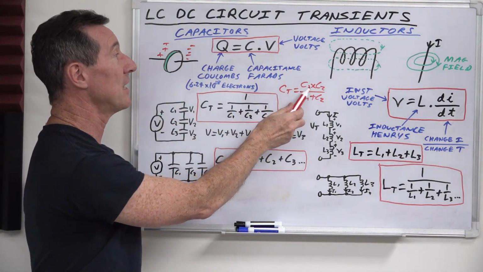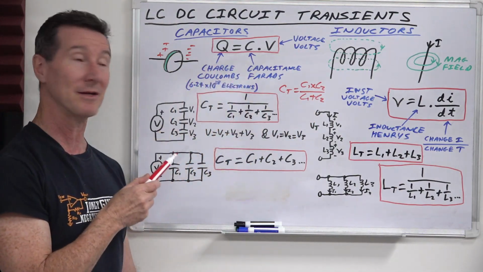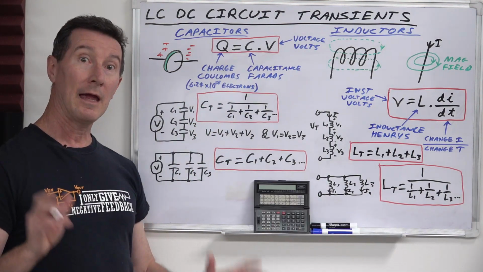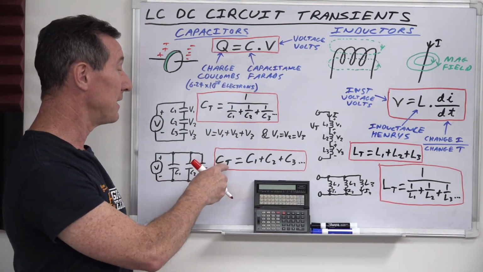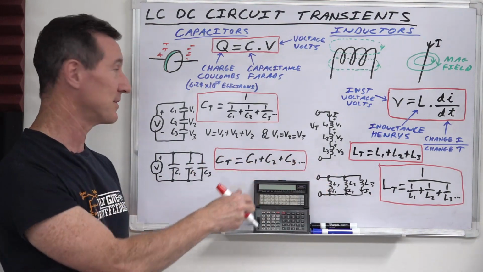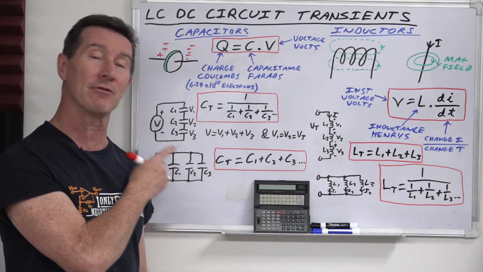And yes, just like parallel resistors, if you've only got two of them, then you can use the alternative formula: C1 times C2 over C1 plus C2 gives you your total capacitance. But if you've got more than two, then that formula applies. And for parallel capacitors, the total capacitance is just C1 plus C2 plus however many capacitors you've got in parallel.